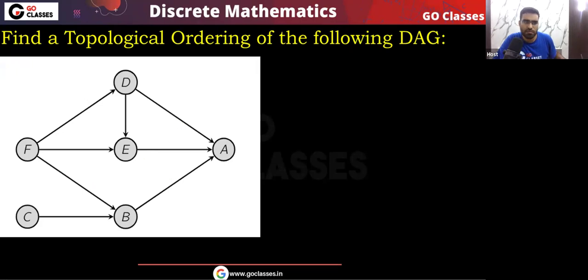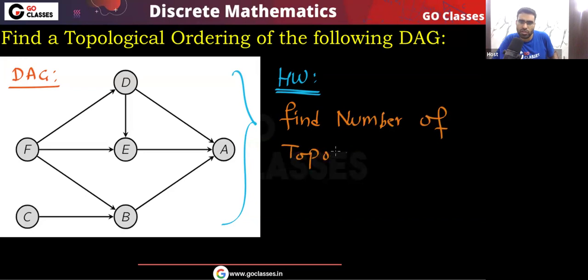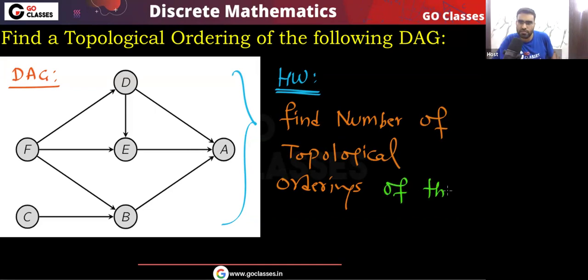Can I give you one homework? What is the number of topological orderings for this directed acyclic graph? Find all topological orderings. How many topological orderings are possible? Because you can have many different topological orderings. So find the number of topological orderings of this DAG.